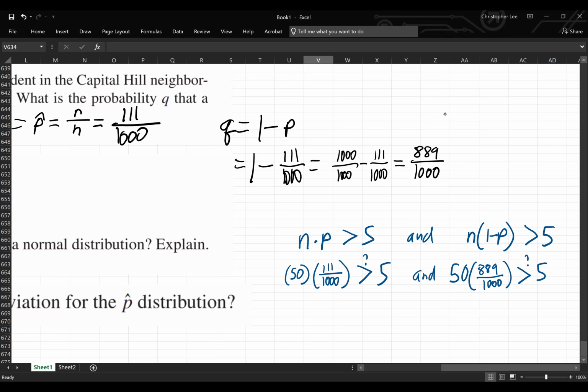Little calculator, let's do it. What's 50 times 111 over 1,000? I just figured it out in my head. But still, y'all should do it on the calculator.